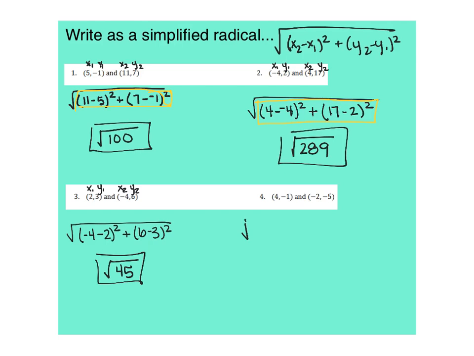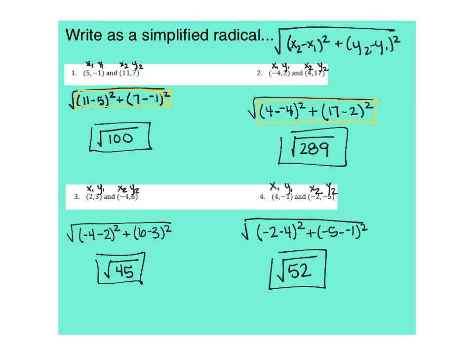Last example here before we do some word problems. So we have x1, y1, x2, y2. So plug in what we know, negative 2 minus 4 squared plus negative 5 minus negative 1 squared. So watch those negatives when you plug them in again. So negative 2 minus 4 squared plus negative 5 minus negative 1 squared. I get 52. So square root's going to stay, 52 is going to go in.